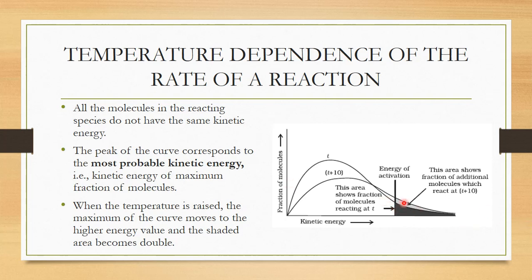The shaded area, here you can see, becomes double. This shaded area represents the fraction of molecules which can react at a temperature T. Now since the shaded area is doubled, it means double the number of molecules will now react at temperature T plus 10.